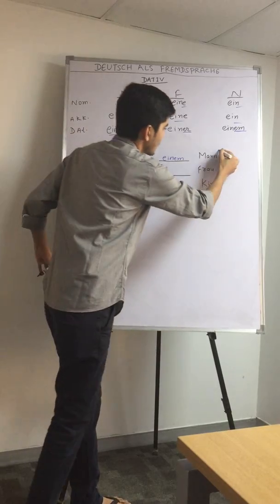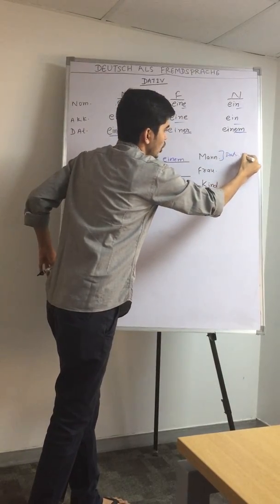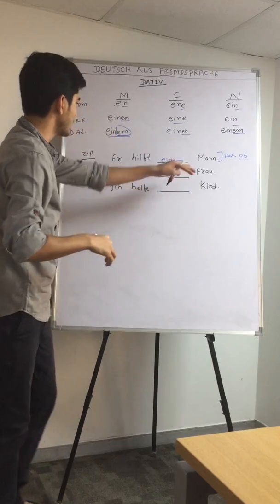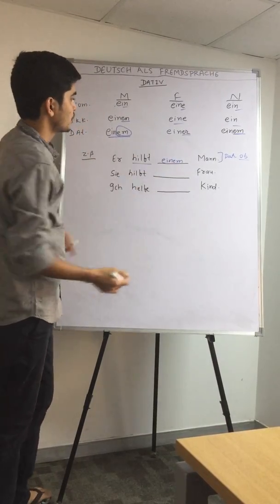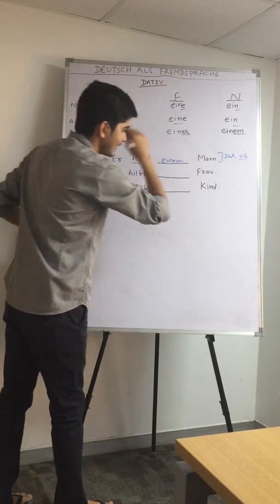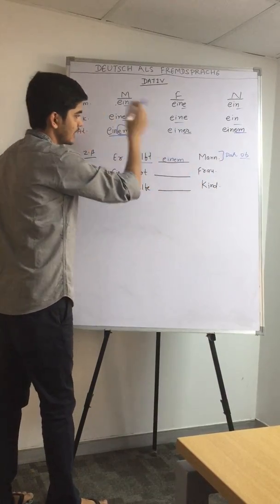Why? Because this one is dative object. Why dative object? Because helfen is a verb. Helfen is a verb that always takes dative. So it is dative object, and dative object in indefinite article.